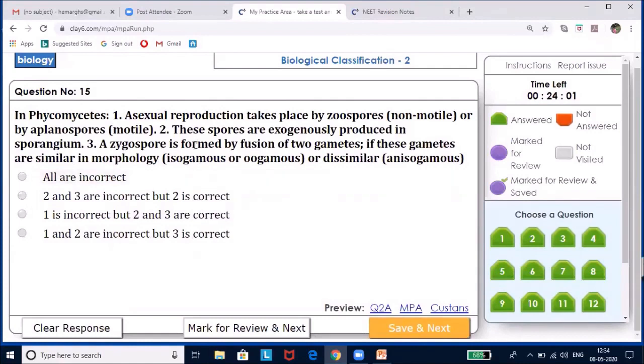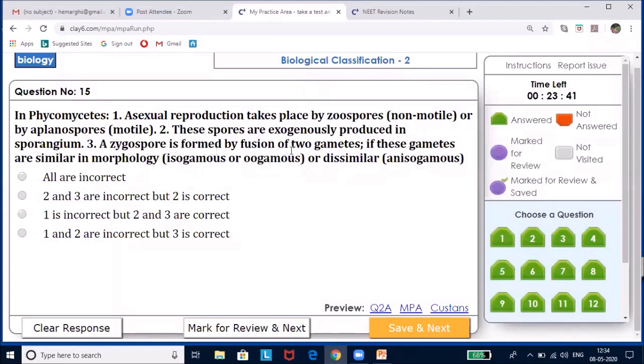In phycomycetes, asexual reproduction takes place by zoospores or aplanospores. Here you see they are given non-motile zoospores and motile aplanospores. It is wrong. These spores are exogenously produced in sporangium. They are produced endogenously, that is, they are produced inside the body.